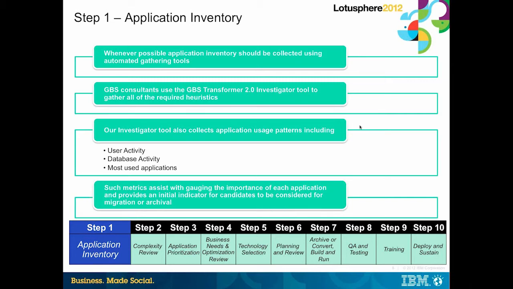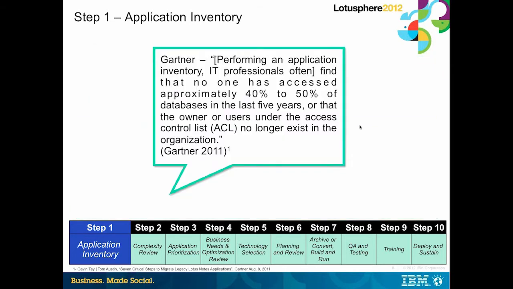A lot of application inventory mechanisms that are out there will return you a list of applications, but they don't really give you any indication of the last time someone actually opened that application. Those are the metrics that you're looking for in order to make good decisions about what you migrate and move forward.